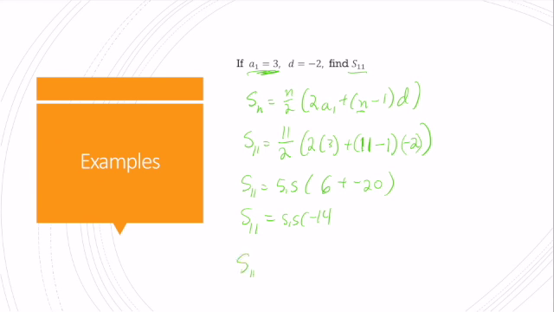which is negative 77. And I thought to myself the first time I solved this problem, wow, this number is really big considering we only have a difference of negative 2. But remember, we aren't finding the 11th term, right? This would be the 11th term. We're finding the sum of the first 11 terms. The sum meaning add them together. So just one thing for you to check yourself.